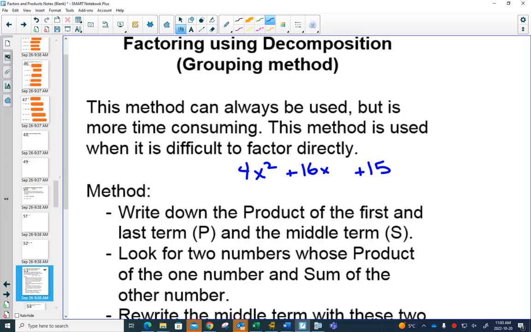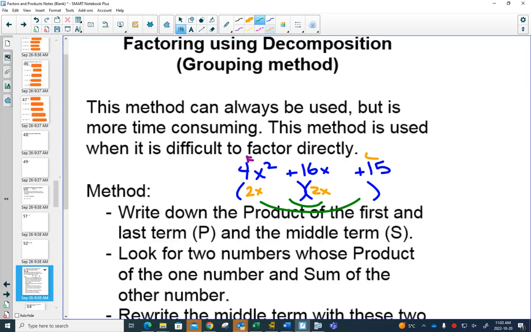Because 4 has more than one option. 15 has more than one option. So if you tried to do it directly using the technique that we've done so far, if you choose the wrong one to start with, it could take longer, because it's either 4 and 1 or 2 and 2. If you luckily choose the right one to start with, then it's not so bad.